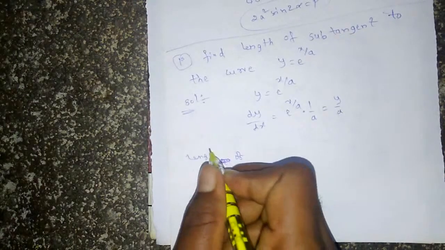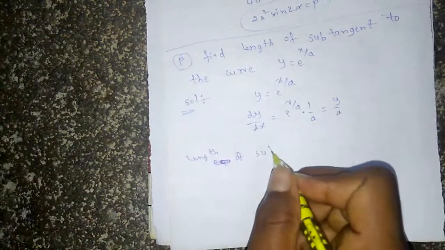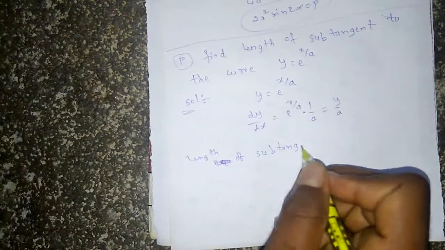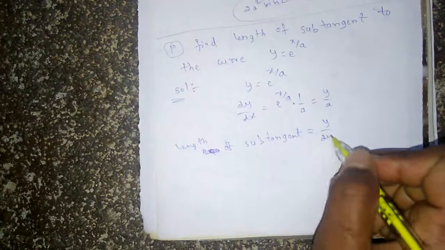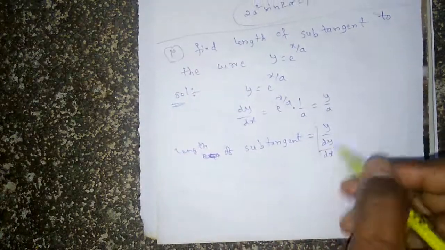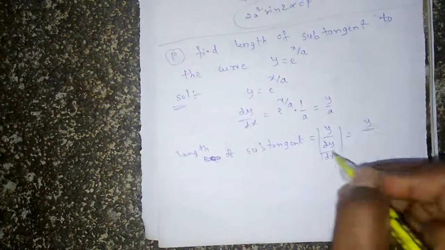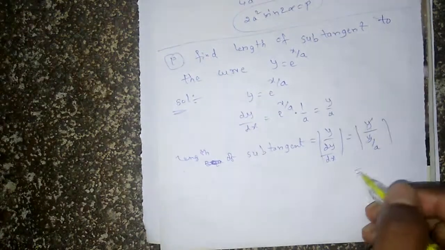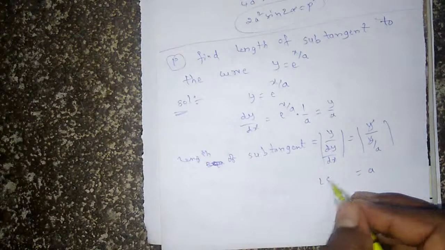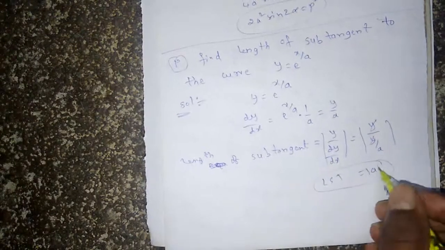Length of subtangent is equal to y by dy by dx, that is y by the dy by dx value, which is y by a. Here y gets cancelled, that is equal to a. Length of subtangent is equal to mod a.